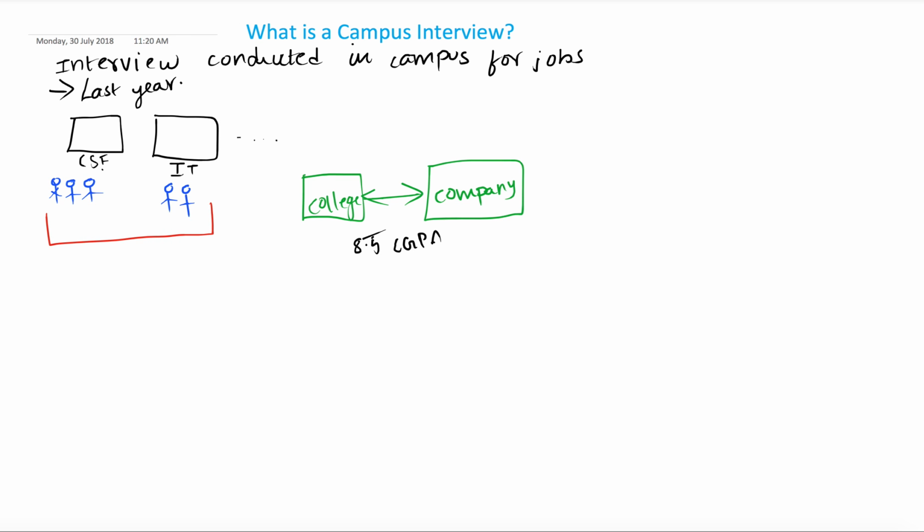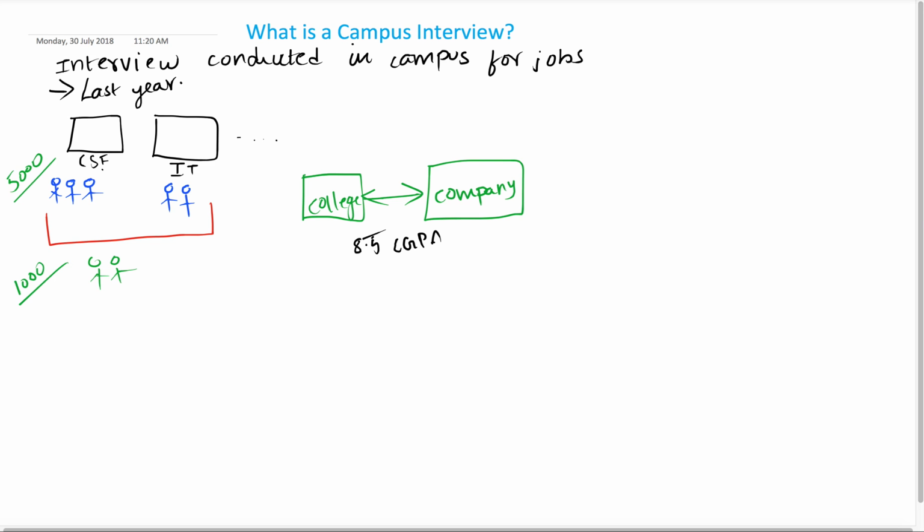So the number of candidates should be reduced to some countable number. Actually 5,000 candidates are there, but the eligible candidates would be 1,000. These eligible candidates would be very happy because they are attending the campus interview. Then the company would conduct n number of interview rounds.